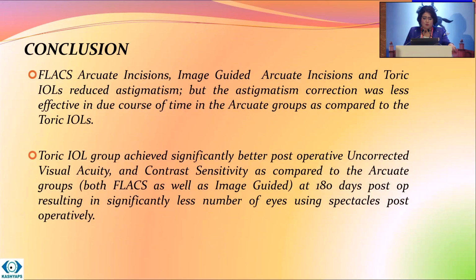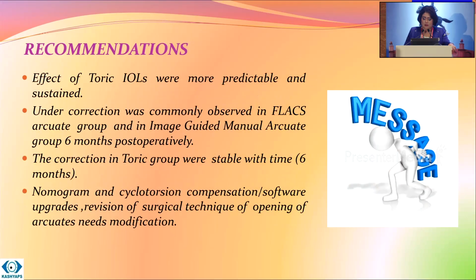So the conclusion is flex arcuate incision, image-guided arcuate incisions, and toric IOLs reduced astigmatism, but the astigmatism correction was less effective in due course of time in the arcuate groups as compared to the toric IOLs. The toric IOLs achieved significantly better post-operative uncorrected visual acuity and contrast sensitivity as compared to the arcuate groups, both flex as well as image-guided, at 180 days post-op, resulting in significantly fewer eyes using spectacles post-operatively. Effect of toric IOLs was more predictable and sustained.